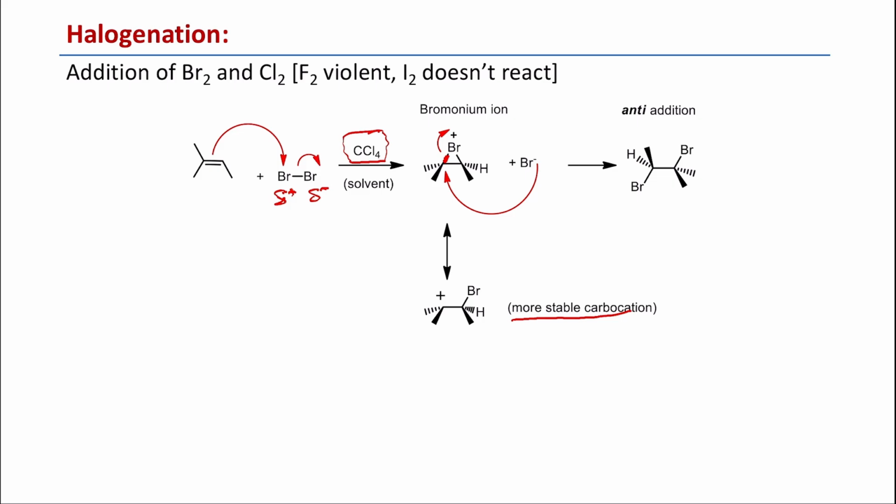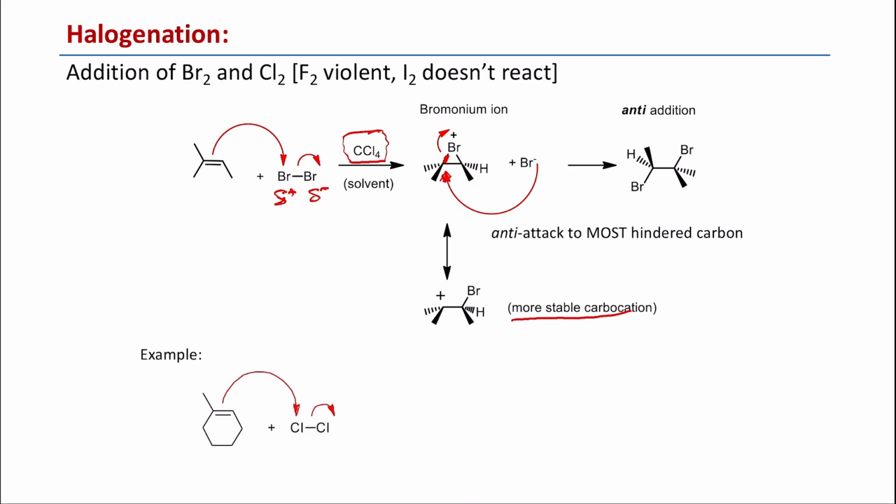However, this type of addition is called anti-addition because the bromide will attack from the back side, opposite the presence of the other bromine on the intermediate. So there is an anti-attack on the most hindered carbon, the carbon which is most substituted.